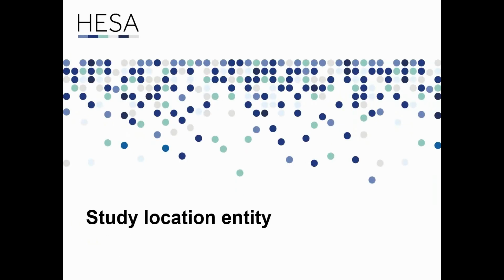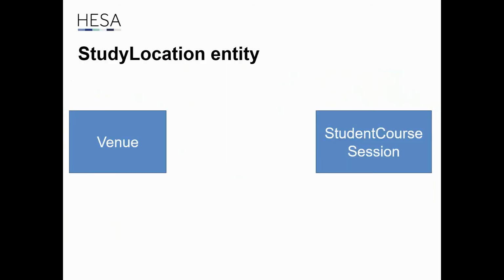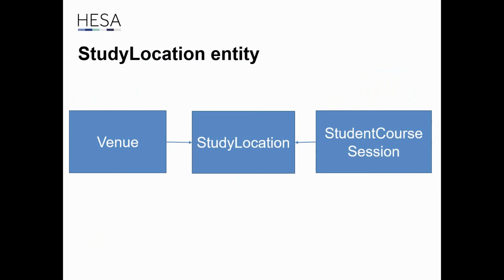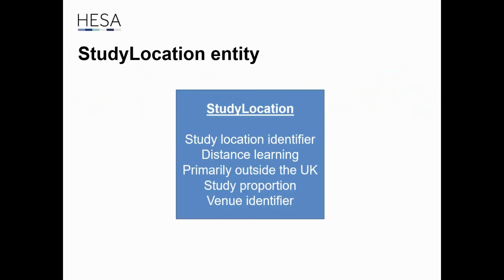So now looking at the study location. We have the study location sitting within the student course session, which is returned every 12 months, with every 12 months of study broken down. Study location sits off that. And then because you're linking it back to a venue, the venue entity then links into the study location. So that's where the entity sits.